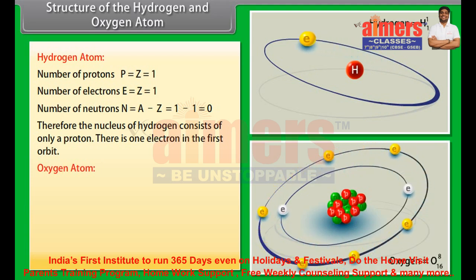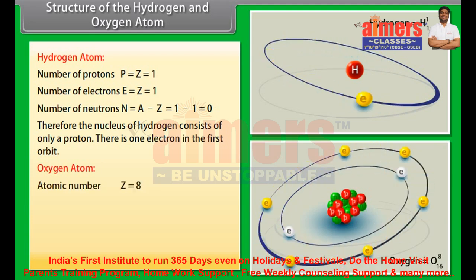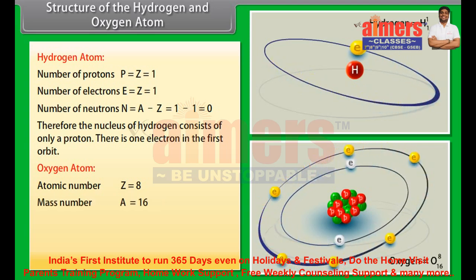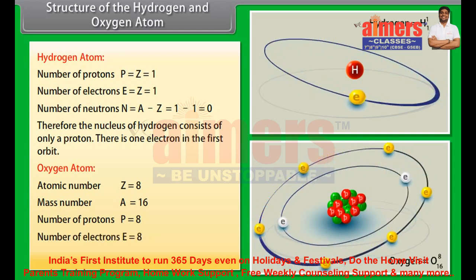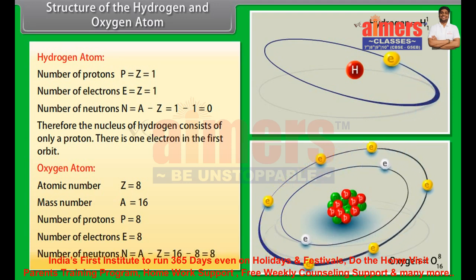Oxygen atom. Atomic number Z is equal to 8. Mass number A is equal to 16. Number of protons, P, is equal to 8. Number of electrons, E, is equal to 8. Number of neutrons, N, is equal to A minus Z, which equals 16 minus 8, which is equal to 8.